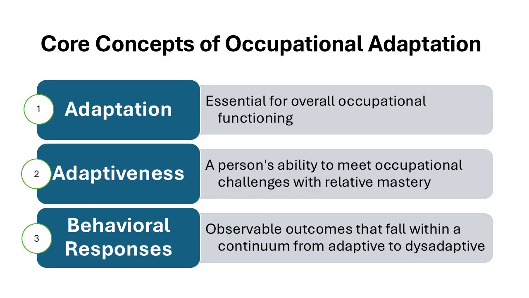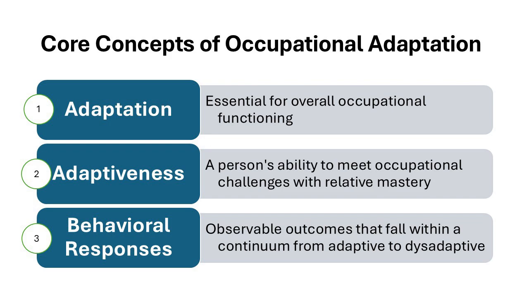And the third concept is what we actually see, the behavioral responses. The observable outcomes. Exactly. And these fall on a spectrum, right? From really successful adaptive responses all the way to getting stuck in disadaptive ones. And disadaptive just means, what? Unable to cope, basically. It means the client just can't generate a response that meets both their own needs and what the environment is demanding. It's a breakdown in that process.